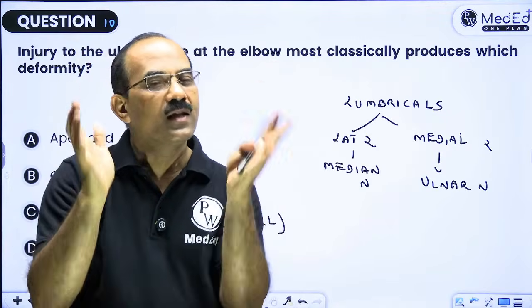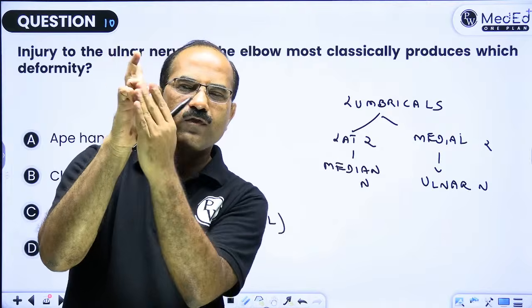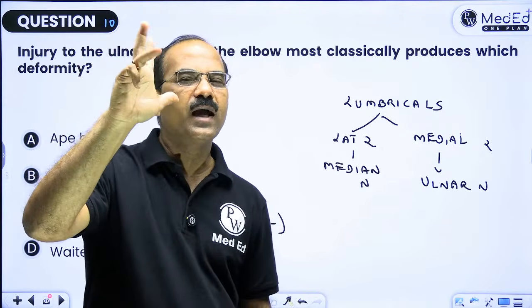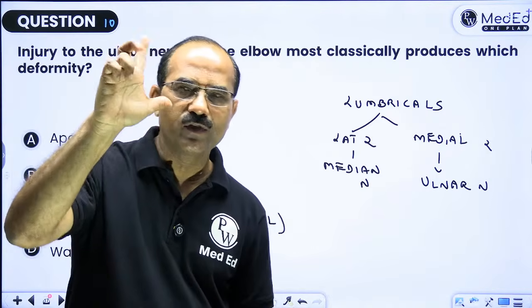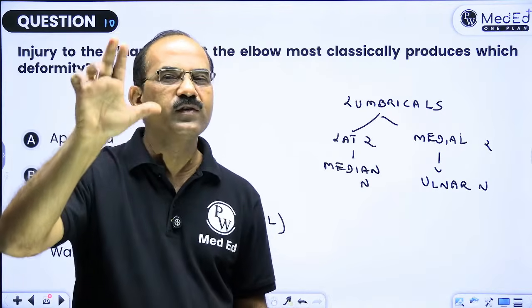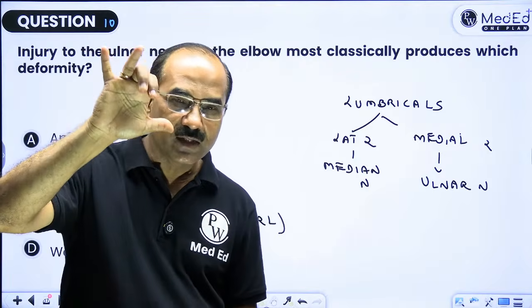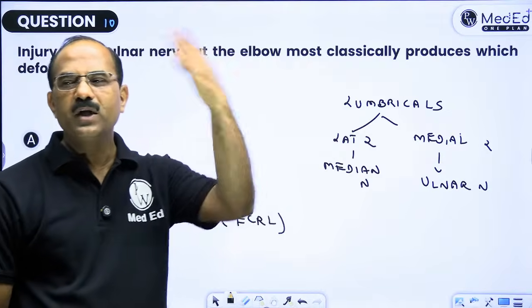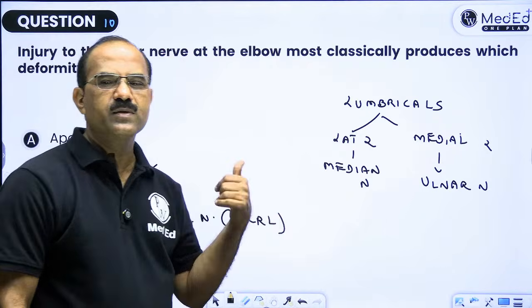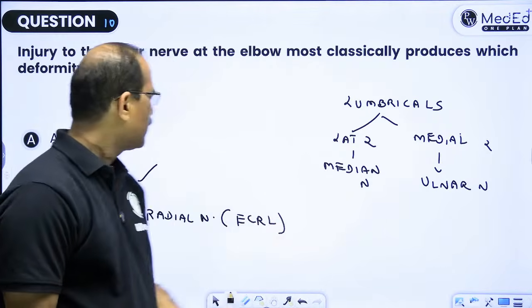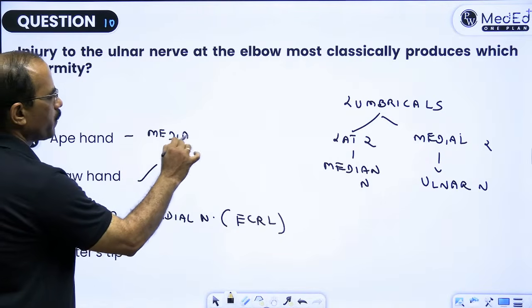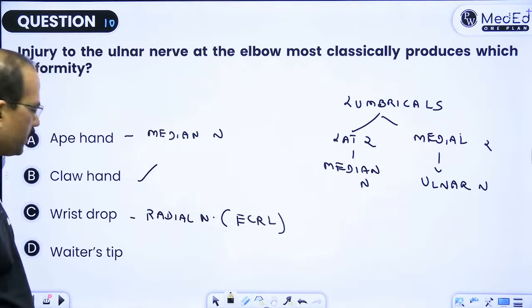So if the ulnar nerve is damaged, you get paralysis of these two lumbricals. You get a claw hand of the ring finger and the little finger. अगर median nerve injury होती है, you get a claw hand of these two digits. Fine. So that's a lumbrical. Medial two is supplied by ulnar nerve. The lateral two is supplied by median nerve. Ape thumb deformity, which nerve is that? Median nerve. Median nerve injury से होता है ape thumb deformity.